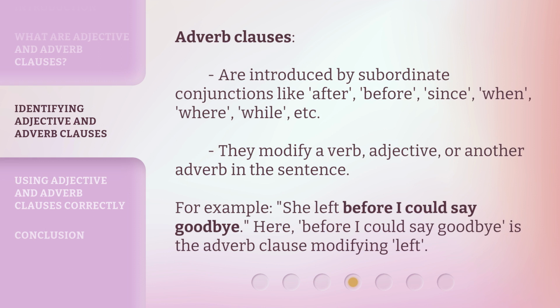Adverb clauses are introduced by subordinate conjunctions like after, before, since, when, where, while, etc. They modify a verb, adjective, or another adverb in the sentence. For example, "She left before I could say goodbye." Here, "before I could say goodbye" is the adverb clause modifying left.